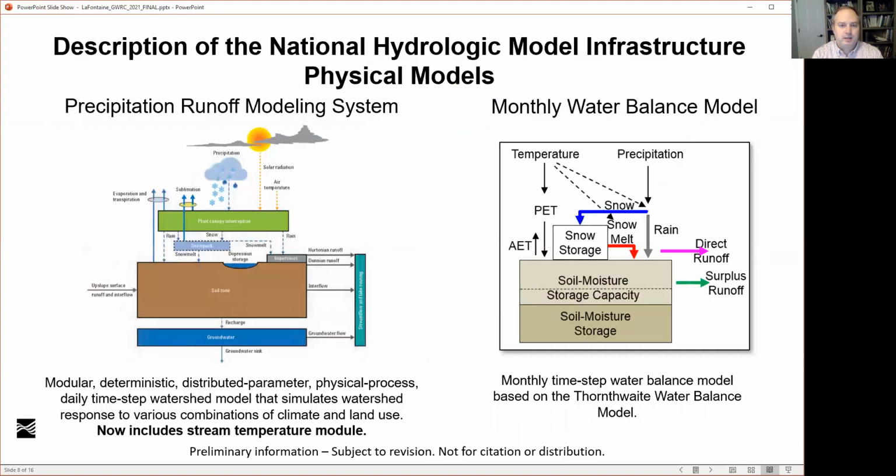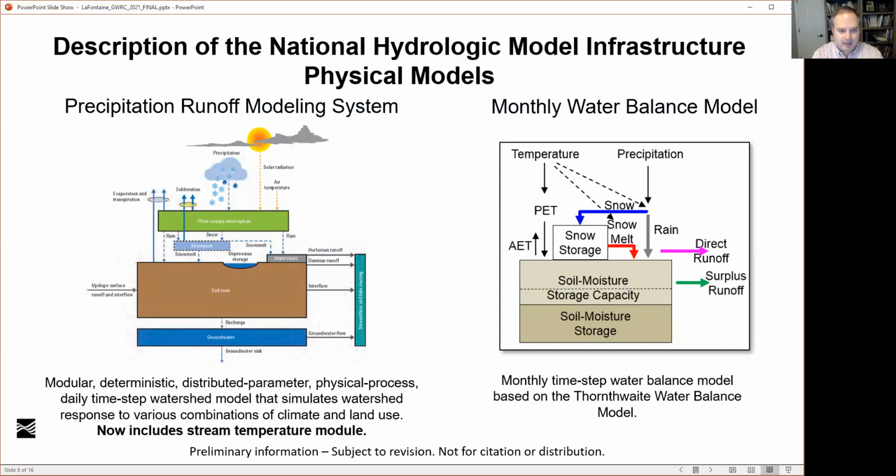To look at the physical models currently in the NHM infrastructure, we have the monthly water balance model, which is based off the Thornthwaite water balance model, a simpler parameterization without a lot of parameters, and it operates at a monthly time step. And then we have the daily time step Precipitation Runoff Modeling System, PRMS. This is a modular, deterministic, distributed parameter, physical process-based model.